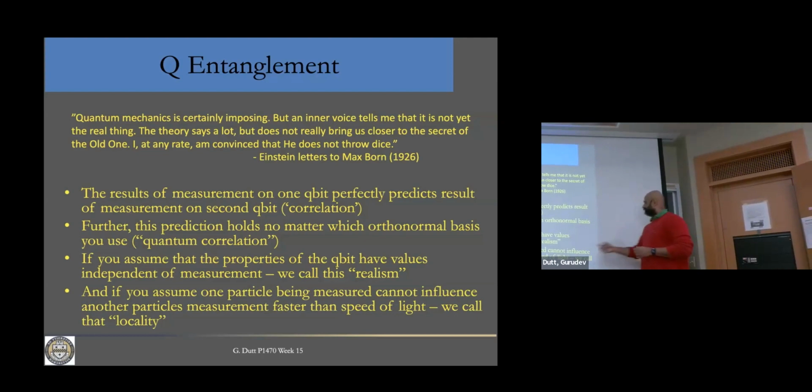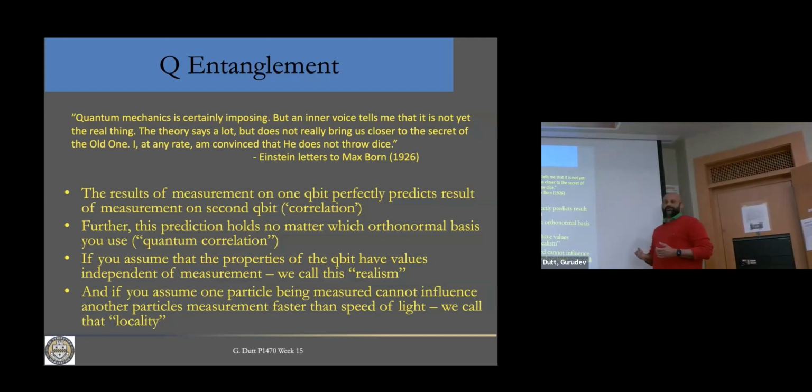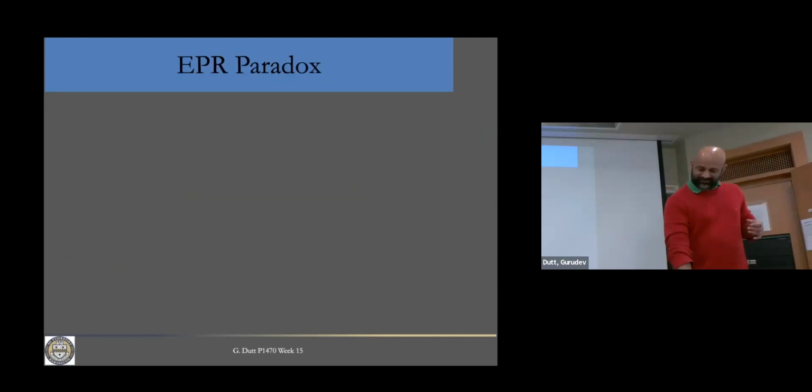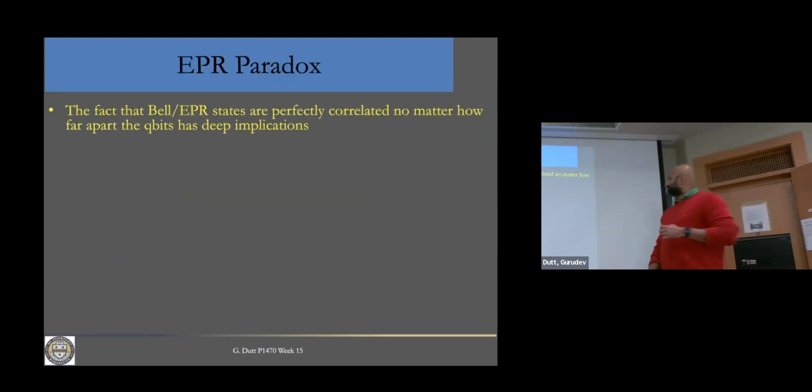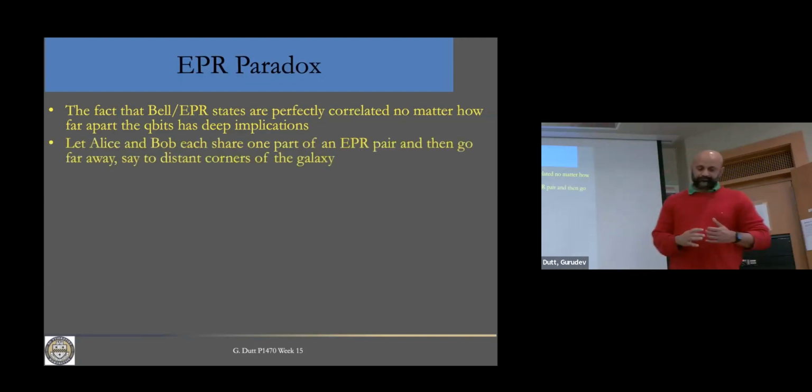We also assume typically that a particle being measured cannot influence the other particle's measurement faster than the speed of light. This is what we call locality. Again, like that example, if there's a tree now on Proxima B, that we think has the same conditions as us, for example, then we think, okay, that's also probably going to be green. Let's say, I don't know, maybe it's purple, but whatever. So these perfect correlations, no matter how far apart the qubits are, have deep implications, okay?